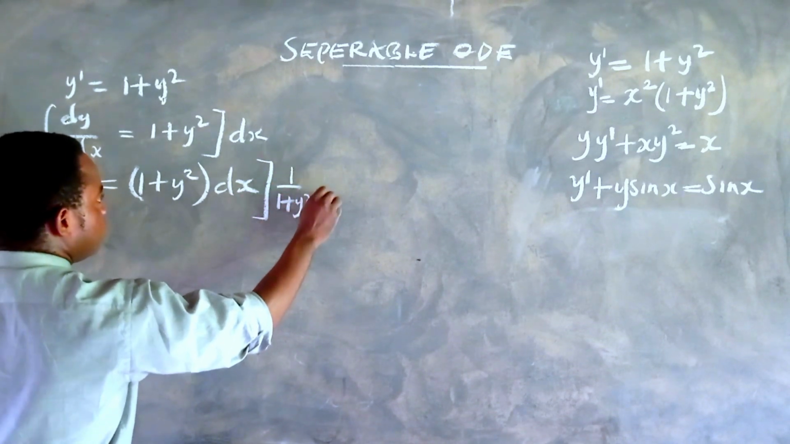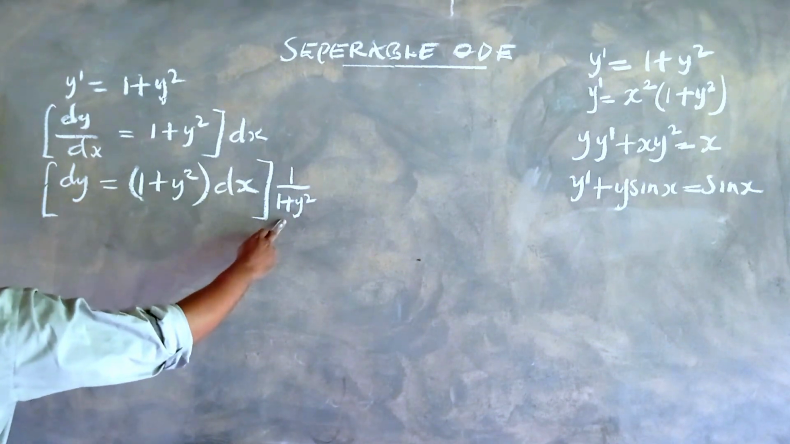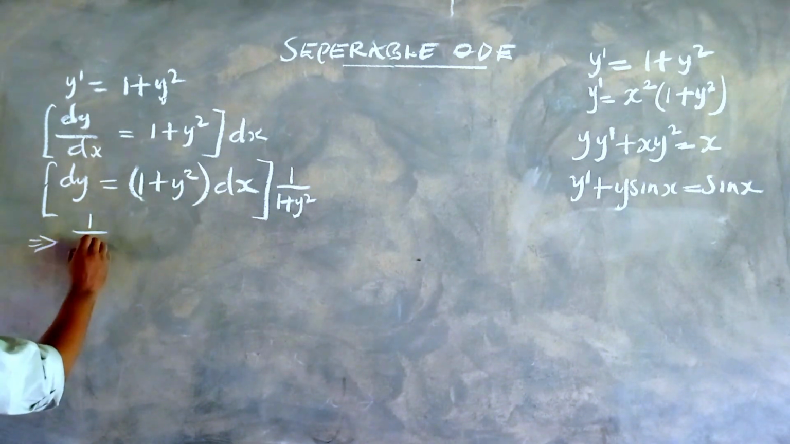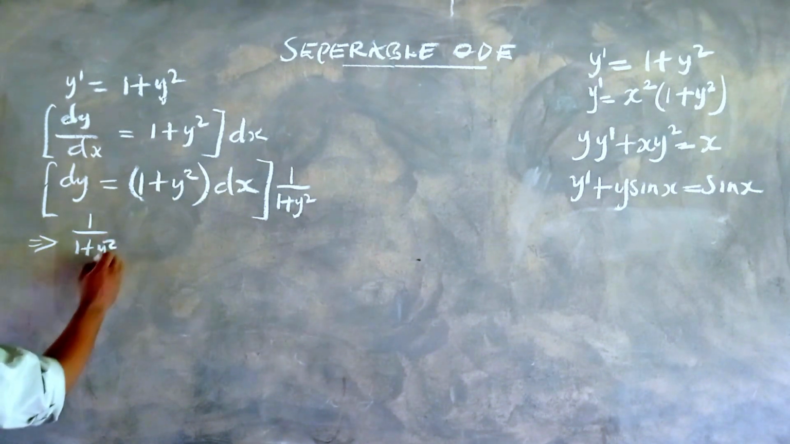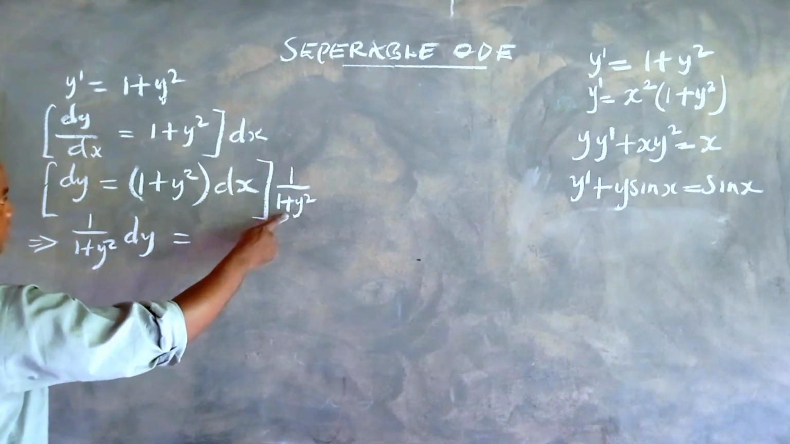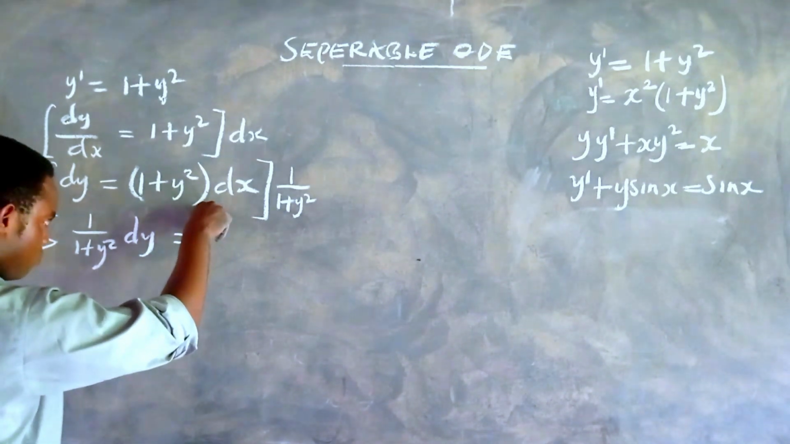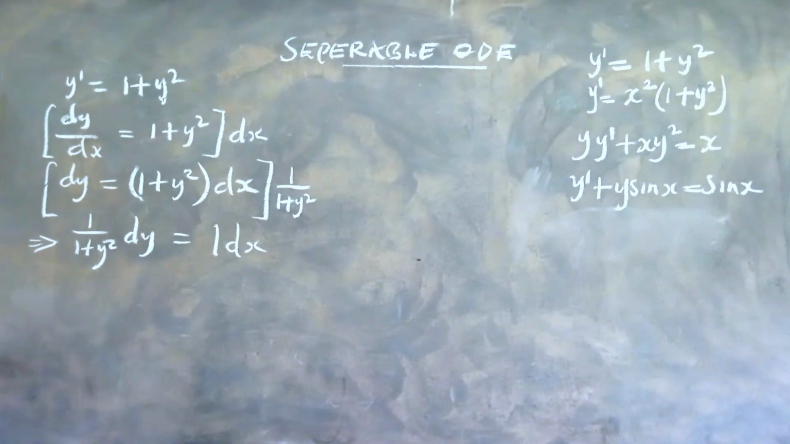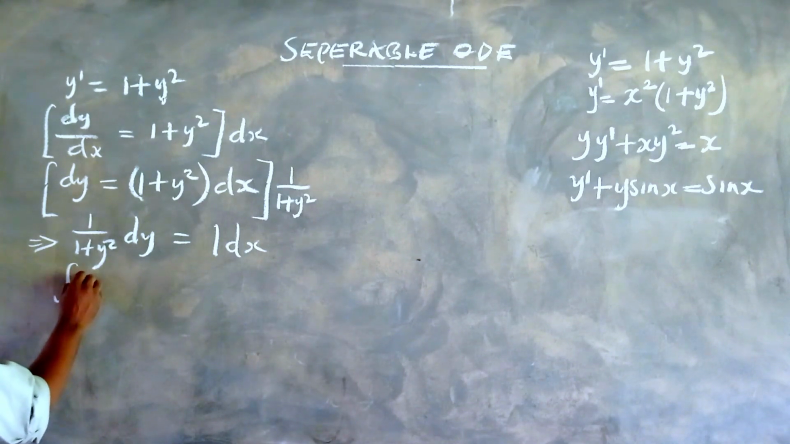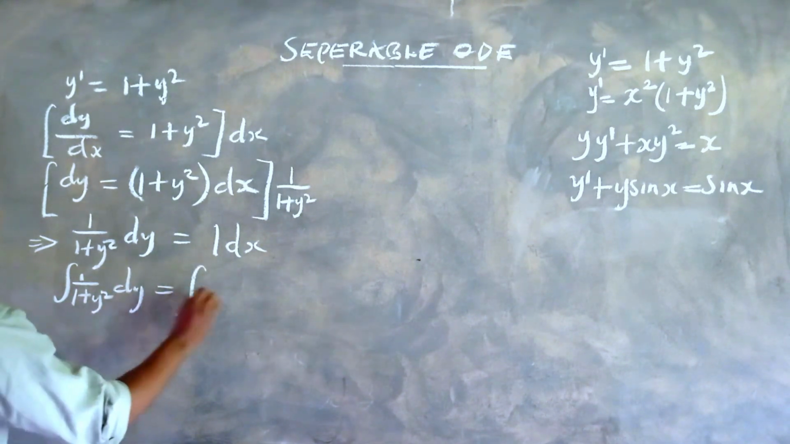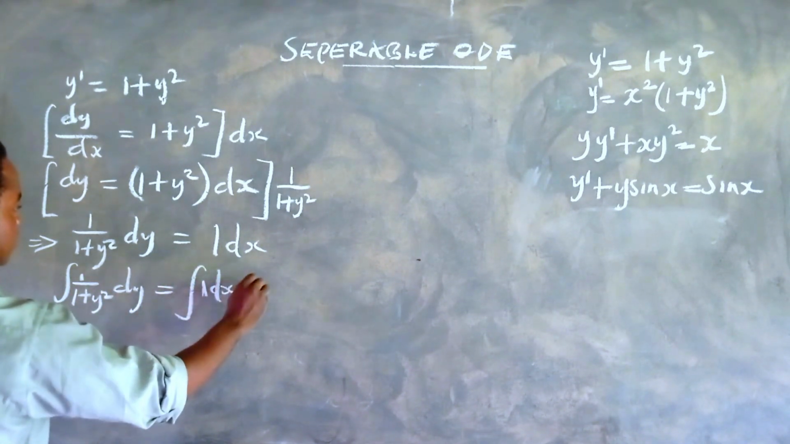To do that, in this case, we would need to multiply both sides by 1 all over 1 plus y raised to power 2. And when we do that, we have 1 all over 1 plus y raised to power 2 dy, and that's going to be equal to, you notice that we cancel out that, so we have 1 there. Well, you can write it, and you can choose not to write it. So we have 1 dx. So at this point, we are done with the separation of the variable. So we simply go on and integrate both sides. And that is the method. We separate the variable and then we integrate.